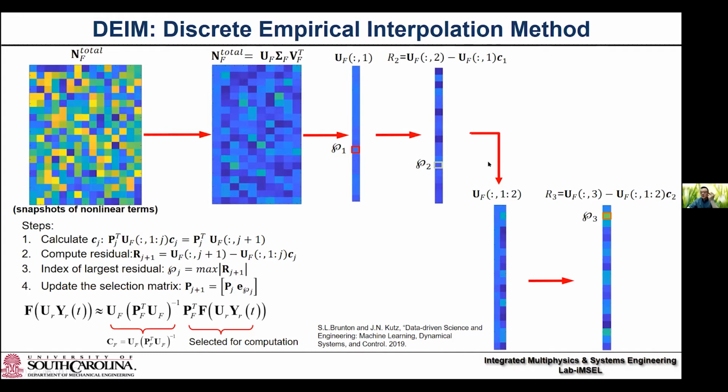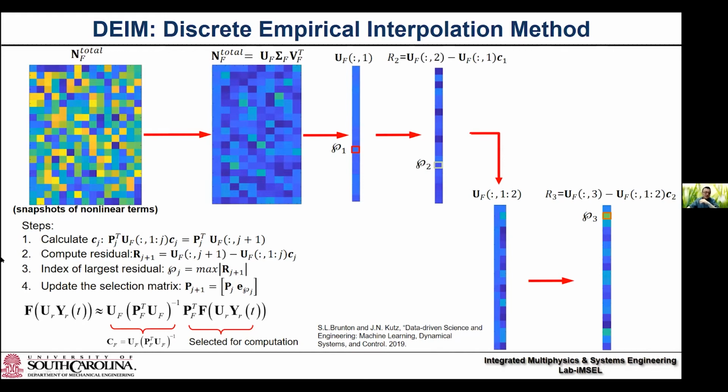Then we can go to the next iteration. In the next iteration, we will have 2 POD modes, and we use these 2 POD modes to reconstruct the third POD mode at these P2 locations. Again, we calculate the residue R3 between the true third POD mode and the reconstructed third POD mode, and find the location which has the largest residue element. That will give you the third location. If you keep doing this, you will find a few important locations, and at these important locations, you need to assemble or calculate the nonlinear terms.